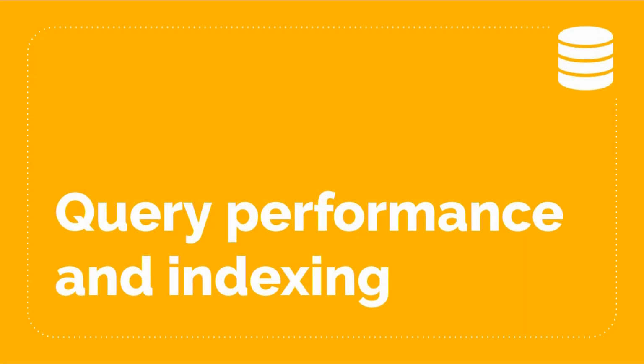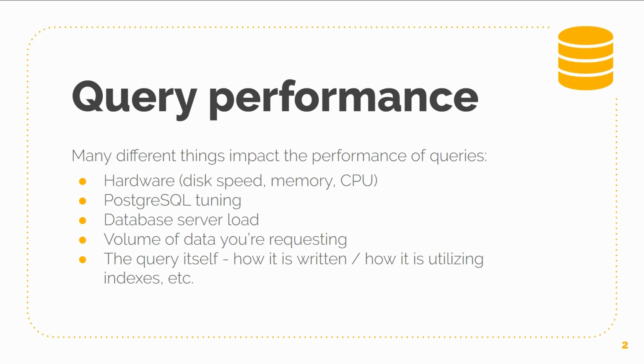In this chapter, we're going to be talking about query performance and indexing. So what are the different things that impact the performance of queries? Firstly, of course, there's the underlying hardware that the database is running on. So things like the disk speed, the memory, or the CPU will impact the performance.